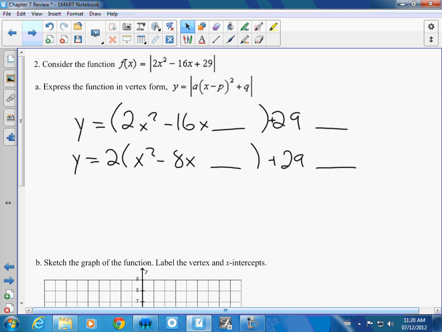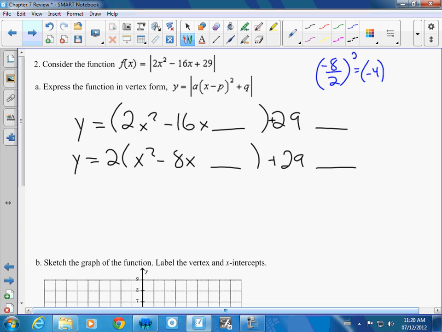Okay. What number are we going to take and divide by 2? Negative 8. So we're going to take negative 8, divide it by 2, and then what are we going to do with it? We're going to square it. So we end up with negative 4 squared, which is plus 16. Okay. Ooh. What happened there? Hang on.